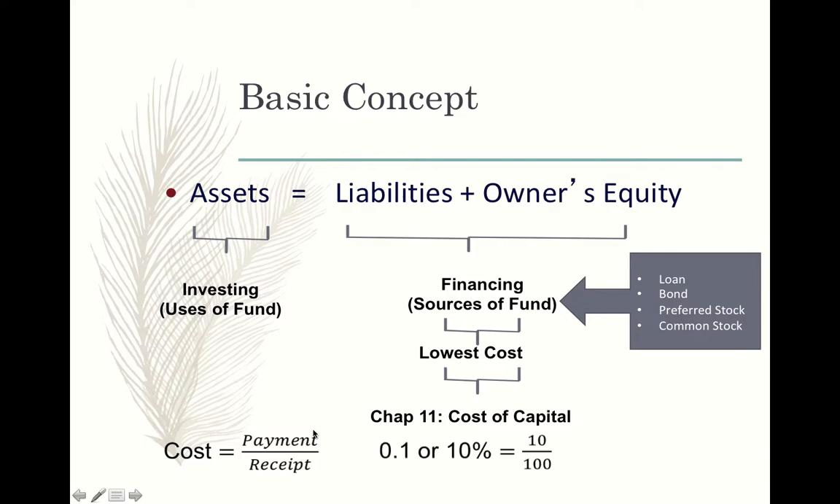If we take one example, let's say one has received 100 taka as fund, and against 100 taka he or she will have to pay 10 taka as interest or dividend. In that case, the cost of this particular fund would be 0.1 or 10%.